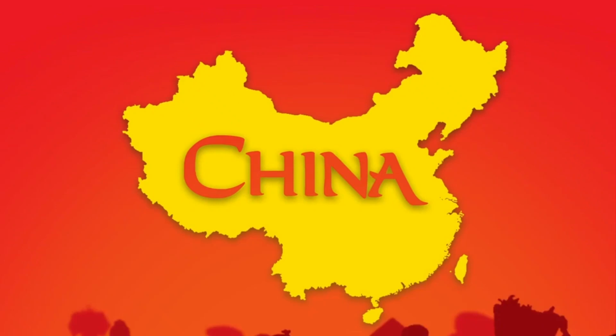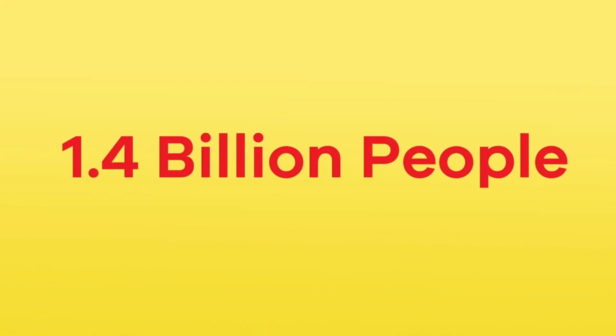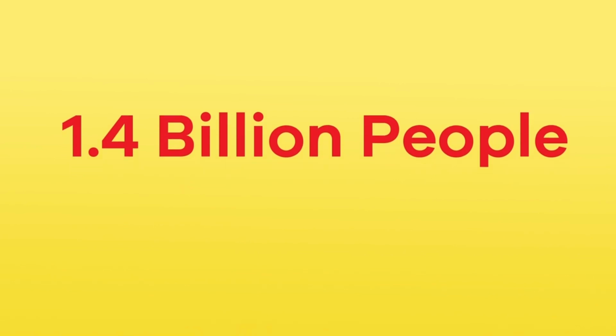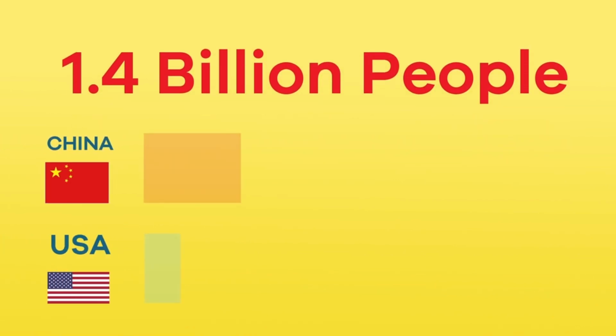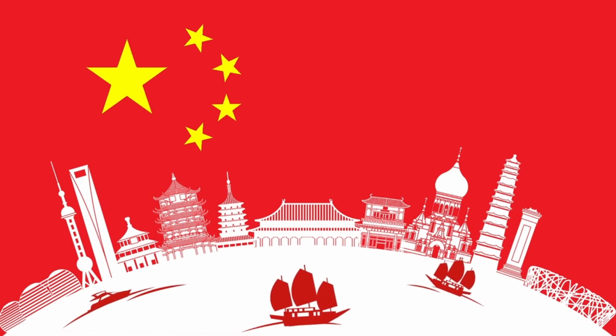You know what the most populated country in the world is? If you guessed China, you are right. The population of China is around 1.4 billion people. That is 4 times the population of the United States. Today, we are going to learn more about this country and its history.